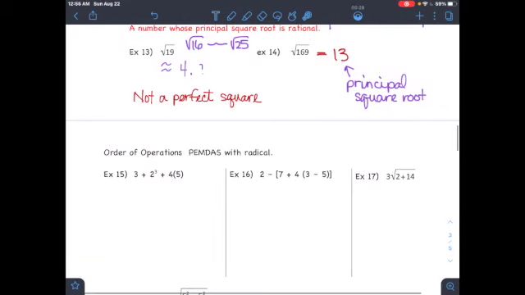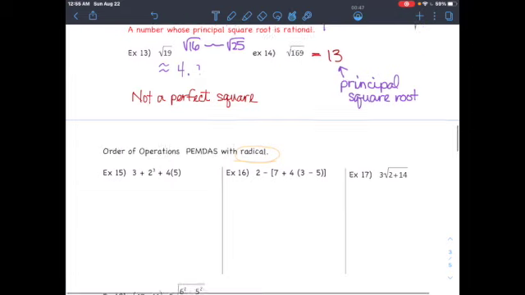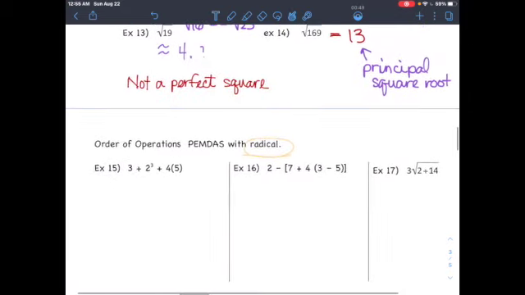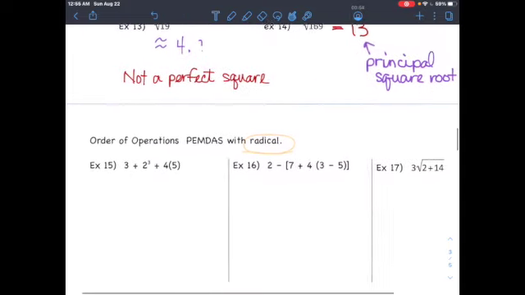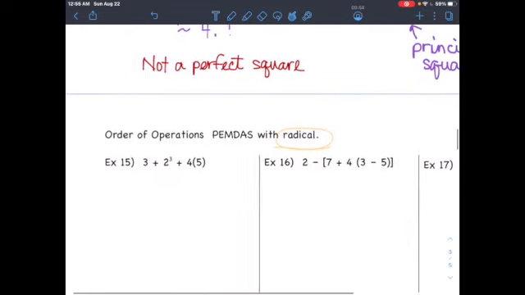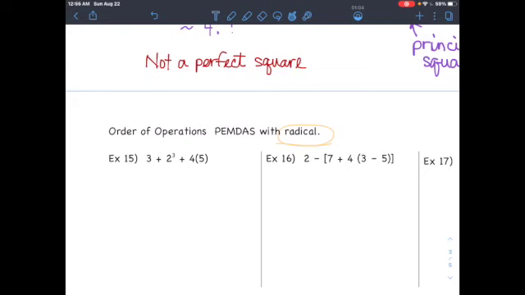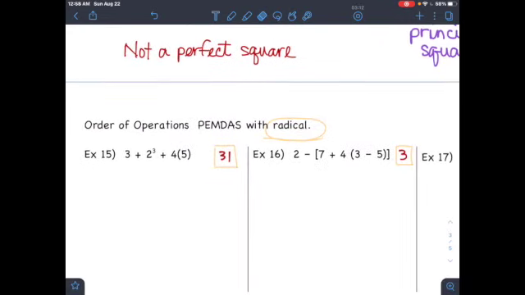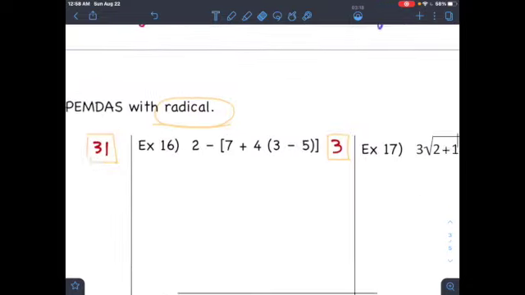Now we are going to do order of operations, PEMDAS: Please Entertain My Dear Aunt Sally, with the radicals. I would like you to think of a radical in this case as a parenthesis, so it has parenthesis priority. Because of that, you can try examples 15 and 16 right now, because those problems do not have any square roots. So pause the video, try those problems right now. The answer for example 15 is 31, and the answer for example 16 is 3.